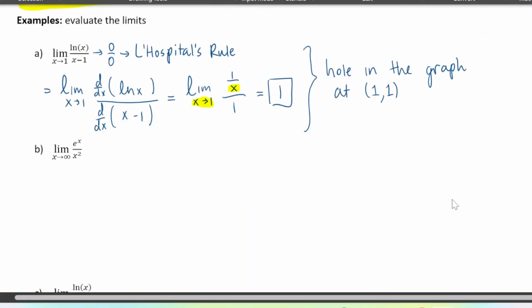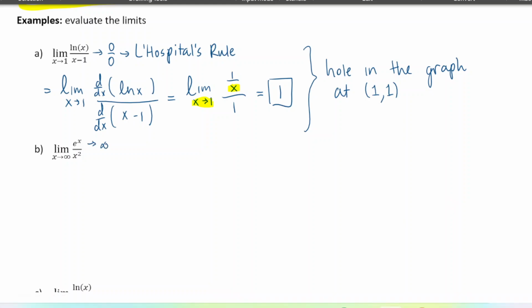Okay, now the next one here. This is one we saw above, but it's flipped. So we have the limit as x approaches infinity of e to the x over x squared. We can see both the numerator and the denominator approach infinity. So we have this infinity over infinity indeterminate form. So this is a case where we would use L'Hopital's rule.